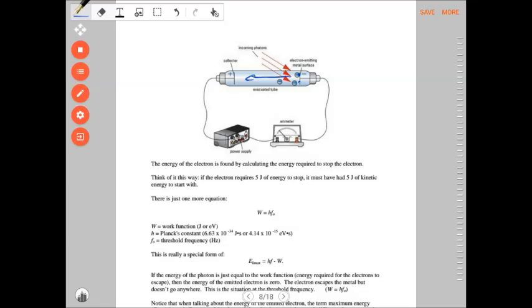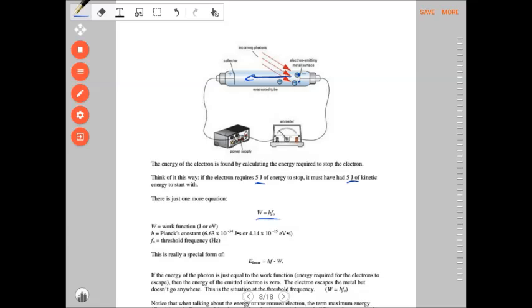Now if the voltage is going the wrong direction, what ends up happening is that these electrons get stopped. The energy of the electron is found by calculating the energy required to stop the electron. Think of it this way: if the electron requires 5 joules of energy to stop, it must have had 5 joules of kinetic energy to start with. Okay, one more equation.